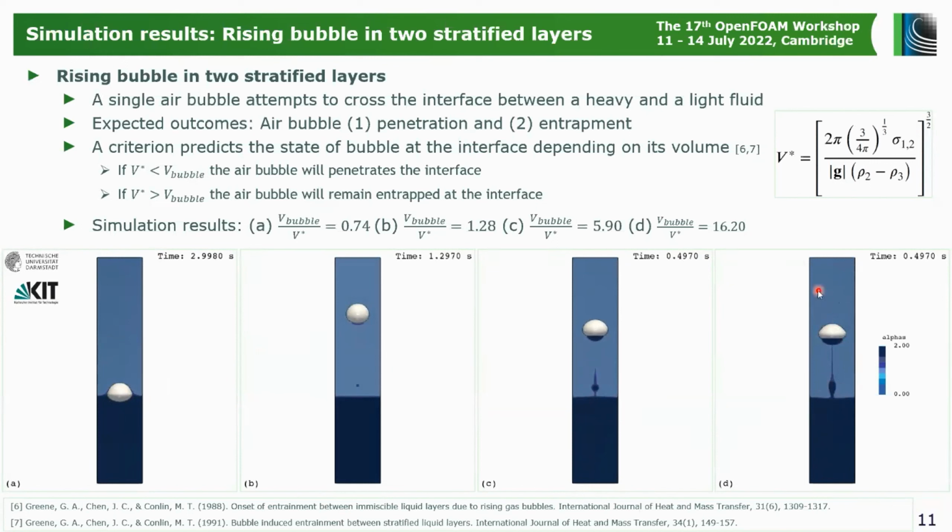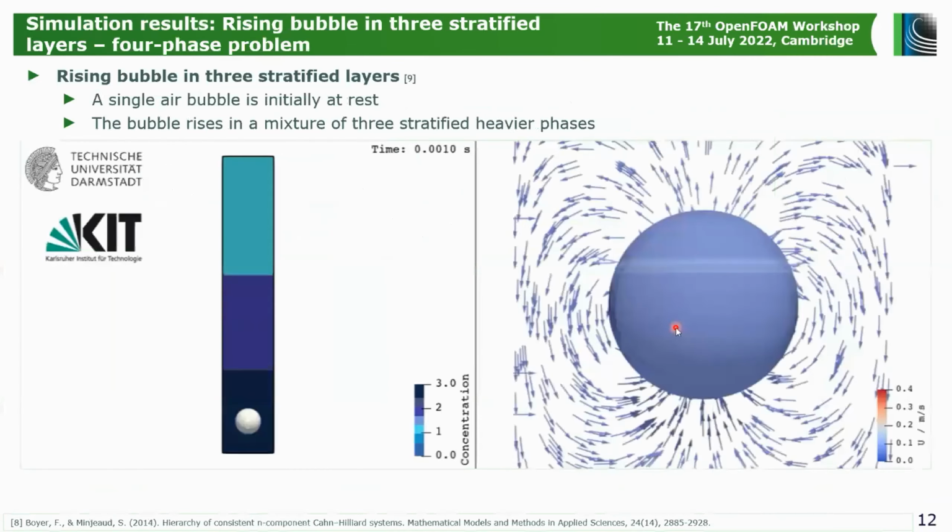This is also compared quantitatively using this formulation, and also qualitatively with the literature. Now we have a rising bubble in 3 stratified layers.